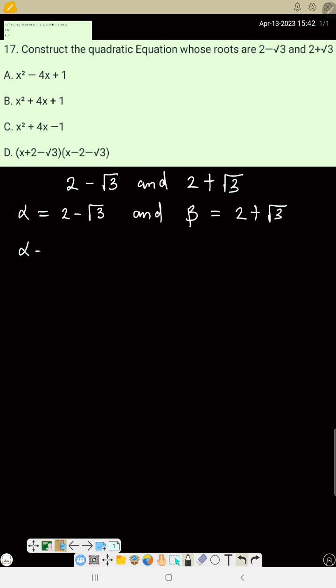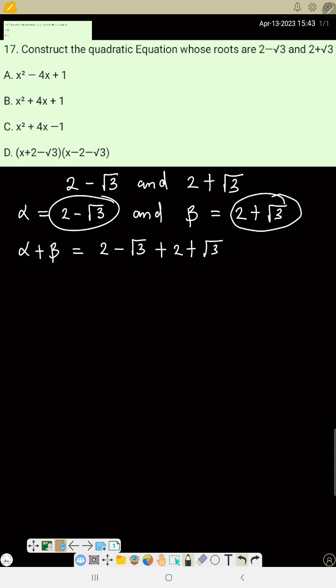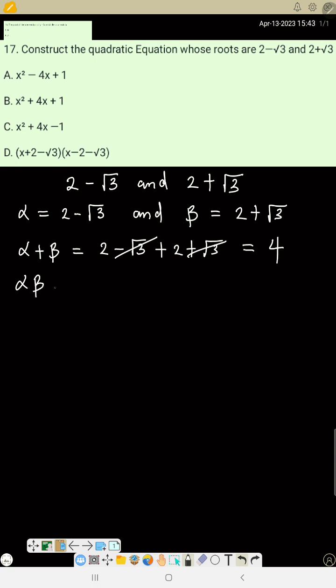So now alpha plus beta, that is 2 minus root 3 plus 2 plus root 3. You will notice that minus root 3 plus root 3 is 0, cancel out. So now 2 plus 2 is 4, that means alpha plus beta is 4. Now alpha beta, that will be 2 minus root 3 times 2 plus root 3.